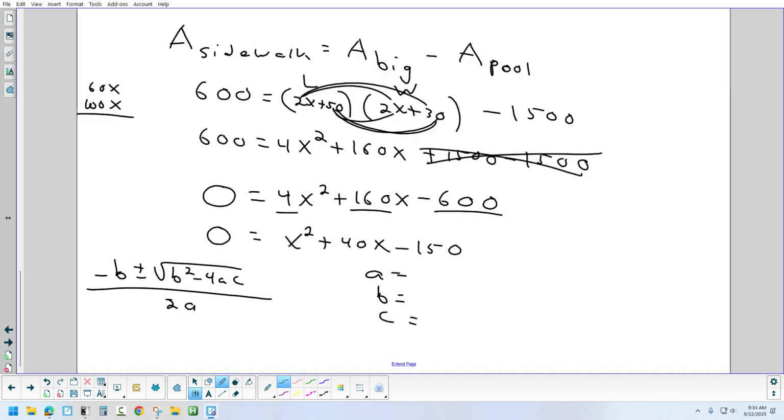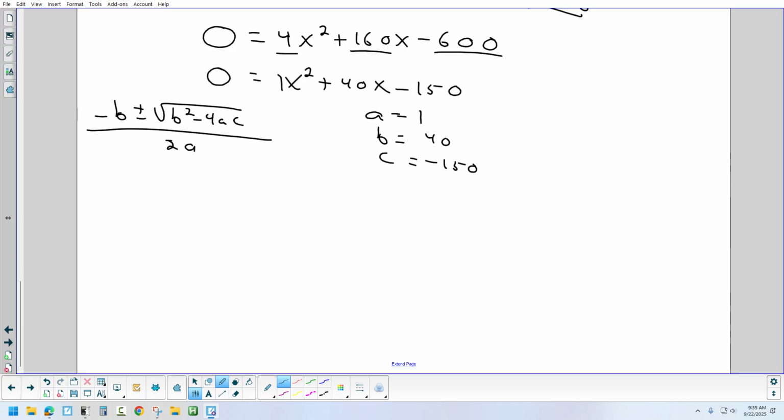Does anybody know what the A is going to be in this case? X squared. They're all numbers, A, B, and C. Yep. It's the number that's in front of the x squared, which is a 1. How about the B? 40. 40. And the C? Negative 150. Yep. Okay. So let's plug those in, and then we'll use the calculator to see what we get.